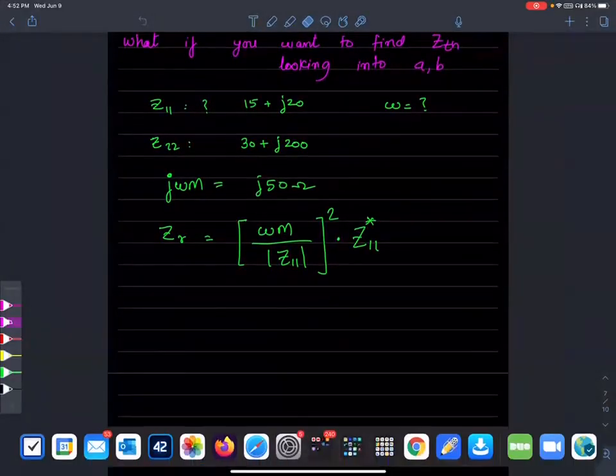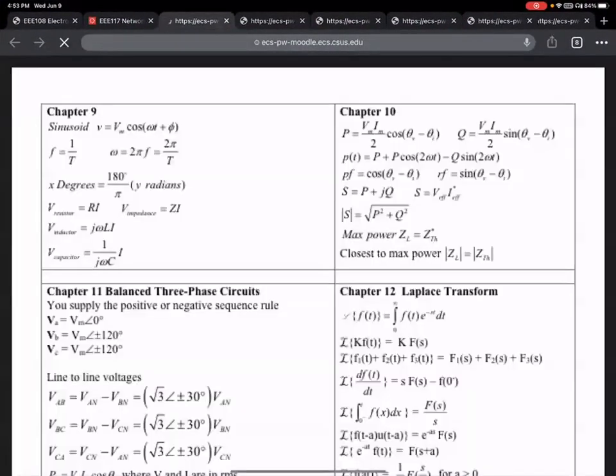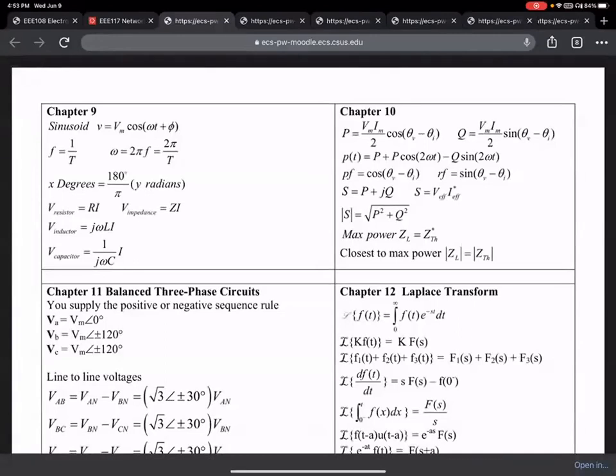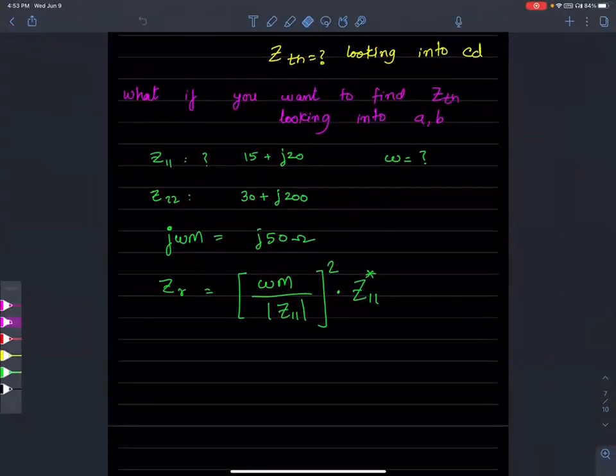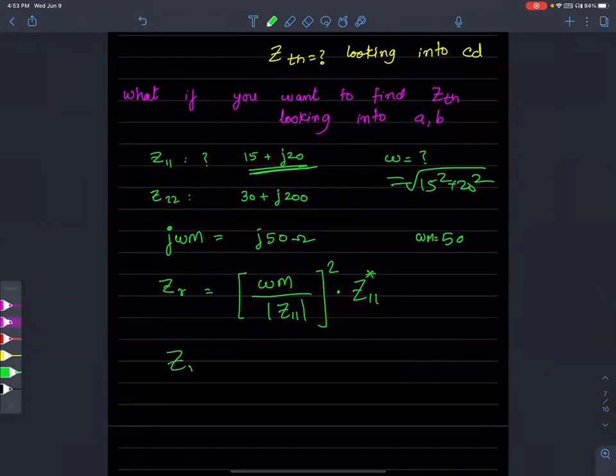And let me see if I can go back here. Maybe it is on the formula sheet somewhere in here. Chapter 9, 10. Well, it's not here. You probably can add it. So you can plug this in. You have a value for omega M to be 50. You can find out the mod Z11. The modulus of that is the square root of 15 squared plus 20 squared, 400 plus 225, 625. So you get the idea. From there you can calculate ZR to be 60 minus J80 ohms.